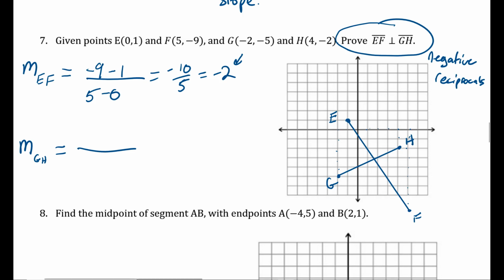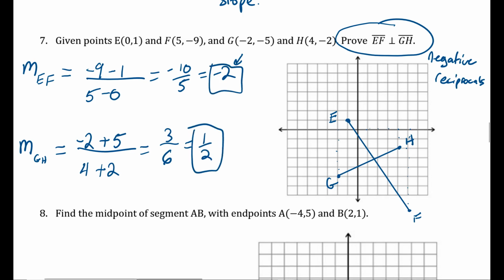Let's see what happens. Negative 4 minus a negative 5 becomes plus 5. And 4 minus a negative 2 becomes plus 2. So we get 3 over 6, which simplifies to 1/2. So indeed, these segments are perpendicular. Reason being, perpendicular lines have negative reciprocal slopes.